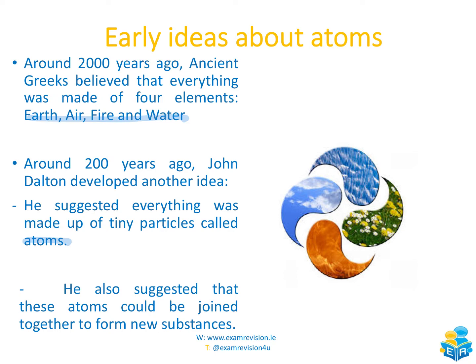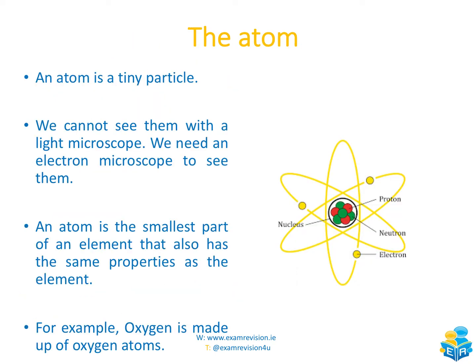We're going to look at the structure of the atom and how these can be joined then to form new substances. So what is an atom? An atom is a tiny particle. We cannot see them with a light microscope, so they're the microscopes that you will have in your school laboratory. We need an electron microscope to be able to see them, so it's a more powerful microscope. An atom is the smallest part of an element that also has the same properties as that element.